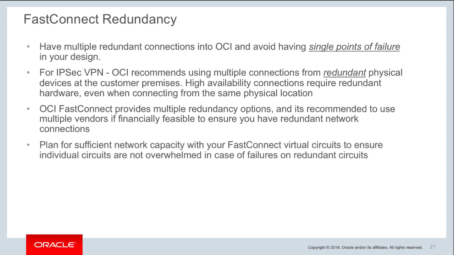You should also plan for your network capacity so that as you grow or scale up your services, you can either dynamically scale or add more virtual circuits to your FastConnect, or you have enough capacity in your design from the get-go, so that if more bandwidth is required for your applications, you have that planned in your architecture as well.